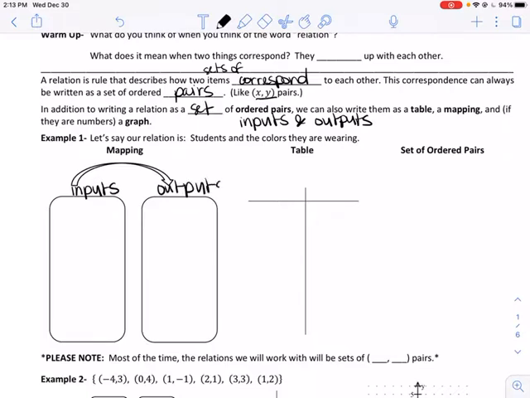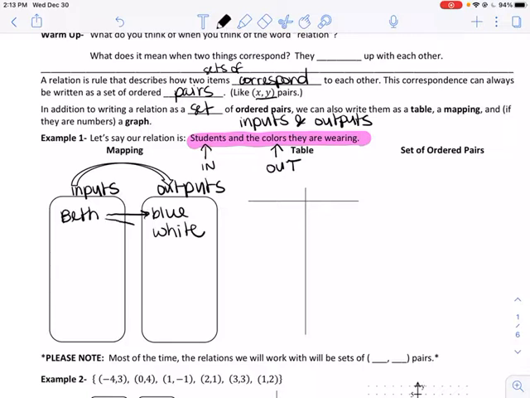When we have something like students and the colors they're wearing, the first thing is going to be the thing we put in, and the second thing is going to be the thing we get out. So we're going to put students on the left of this map and what color they're wearing on the right. Say there's Beth, she's a student, and she's wearing blue and white. To show that she's wearing those colors, you draw an arrow from Beth to each of the colors she's wearing. Pretty easy.